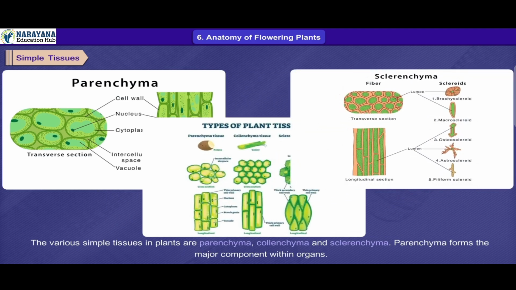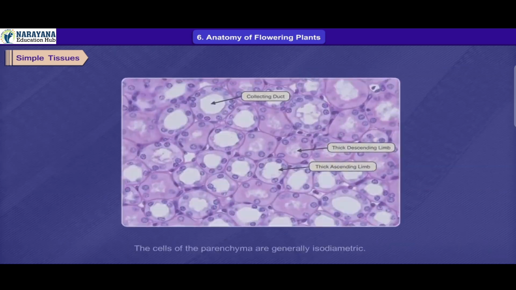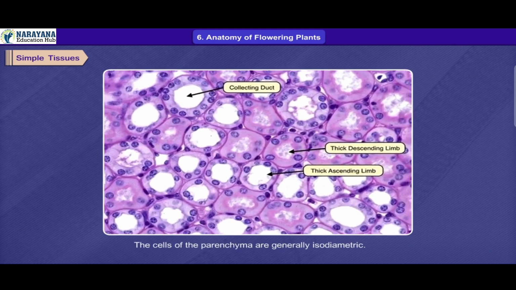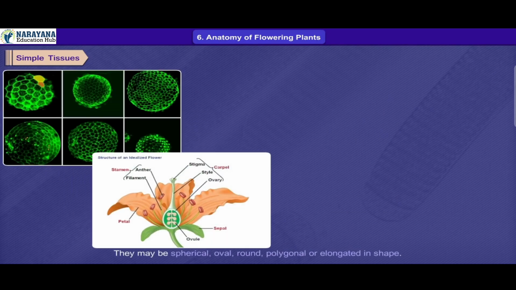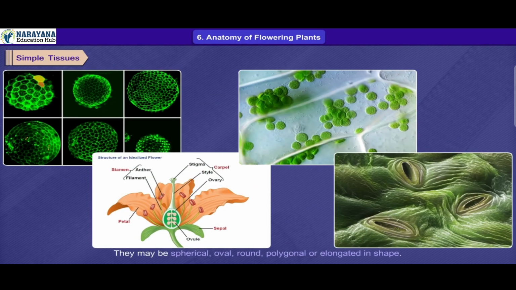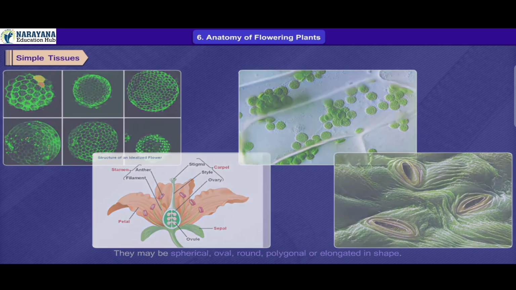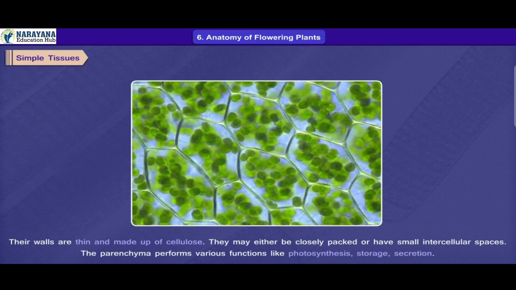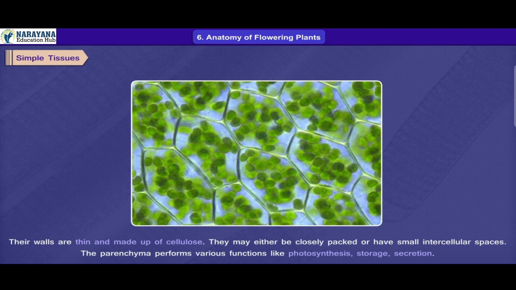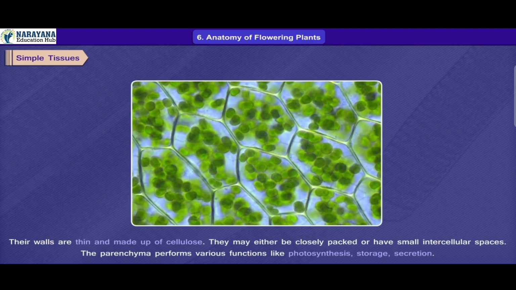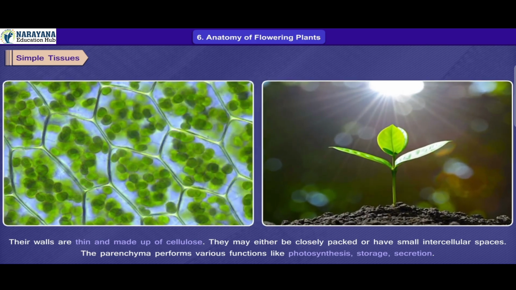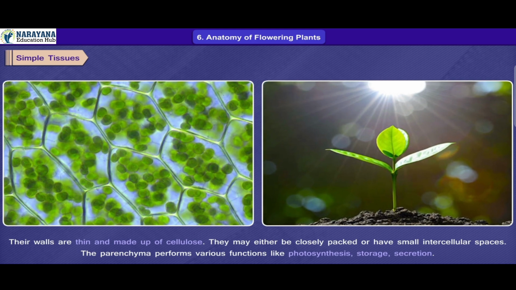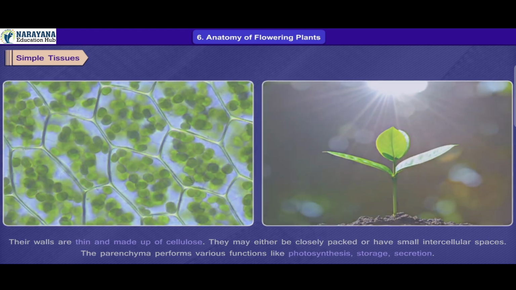Parenchyma forms the major component within organs. The cells of the parenchyma are generally isodiametric. They may be spherical, oval, round, polygonal, or elongated in shape. Their walls are thin and made up of cellulose. They may either be closely packed or have small intercellular spaces. The parenchyma performs various functions like photosynthesis, storage, and secretion.